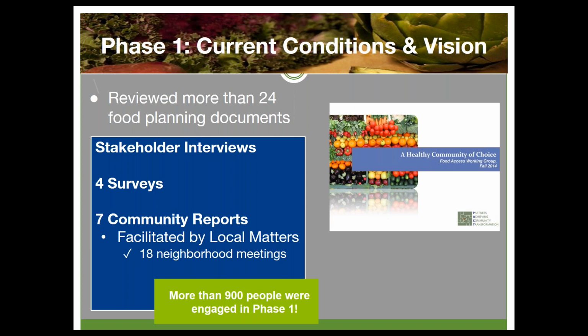The project team also reviewed published data that included the U.S. Census Bureau's data, USDA agricultural census data, and U.S. Bureau of Labor Statistics data to identify and describe the social and economic conditions of our food system. Through the current conditions phase, more than 900 people provided input, whether that was through the neighborhood food planning activities, the 4 online surveys, or the stakeholder interviews.